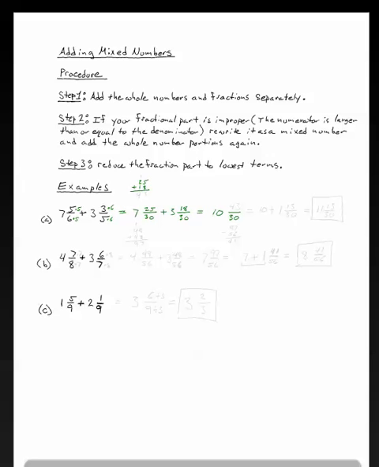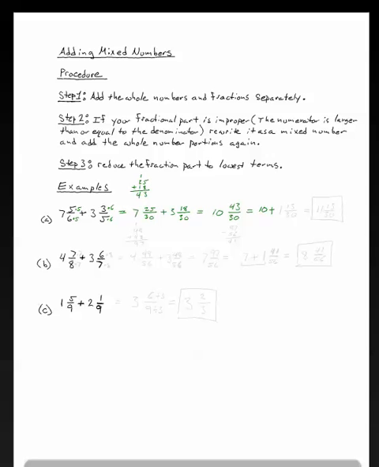5 plus 8 is 13. Carry the 1. 1 plus 2 is 3. And 3 plus 1 is 4. So we get 43 over 30. Now notice that the 43 over 30 is improper. So we're going to rewrite this as 10 plus, and now we want to convert the improper fraction, 43 over 30, to a mixed number.